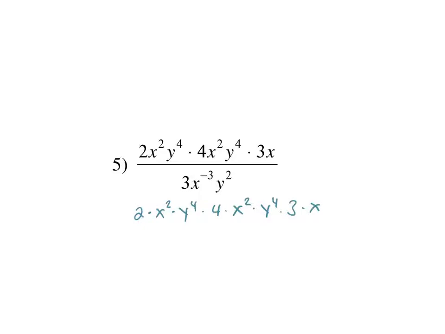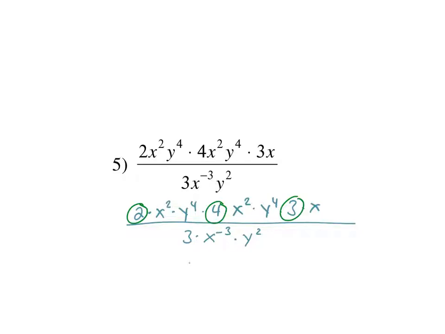All of this is over 3 times x to the negative 3rd times y squared. Now, it's not necessary to do this process, but I just need you to see that we're going to deal with each of these parts separately, so that's why I'm breaking it up like that. Okay, which means we can deal with each part. So 2, 4, and 3.